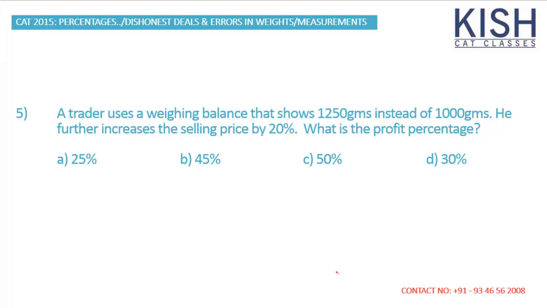Let's solve question number 5. A trader uses a weighing balance that shows 1250 grams instead of 1000 grams. He further increases the selling price by 20%. What is the profit percentage?